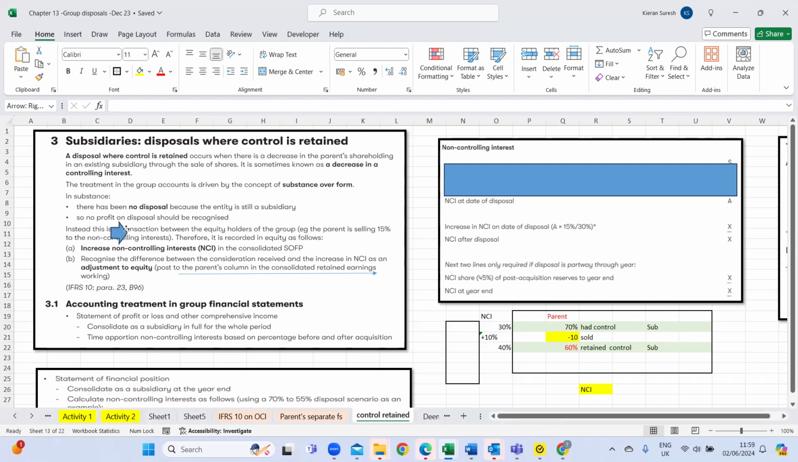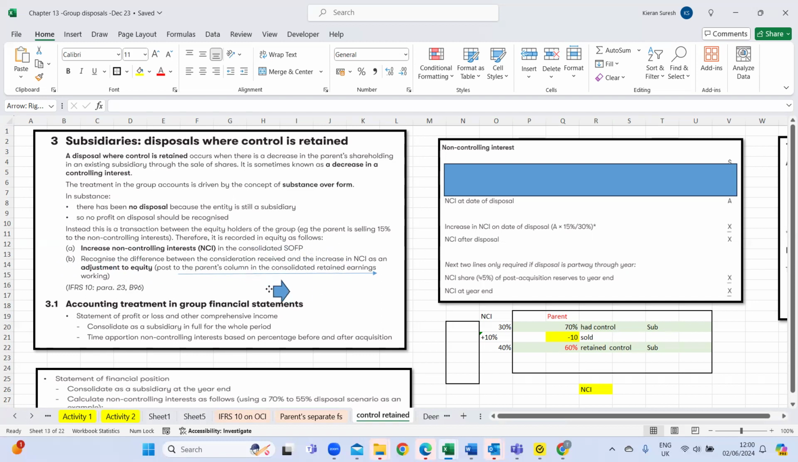Instead, what we need to do is record the transaction between the equity holders, who are the owners: the parent and the NCI. The parent is selling 15% to the NCI, and therefore it is recorded in equity as follows. First, we need to increase the non-controlling interest in the balance sheet, which we have done, 15.8. Second, we need to recognize the difference between the consideration received and the increase in the NCI as an adjustment to equity. That was 6 million. We post this to the parent's column in the consolidated retained earnings.